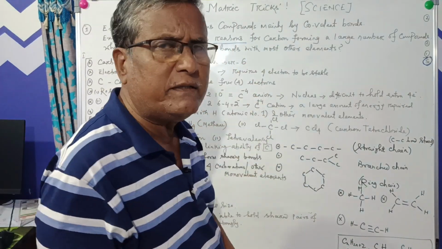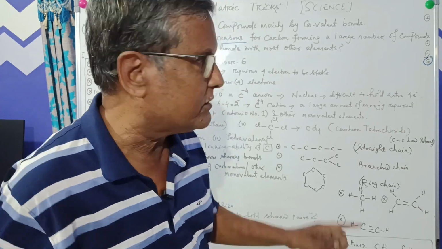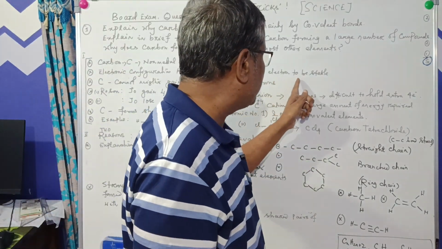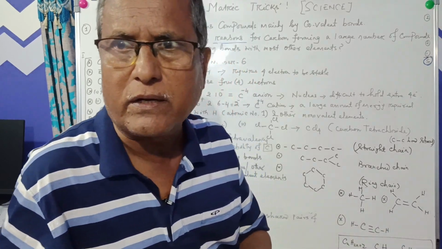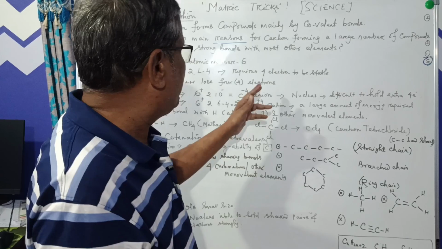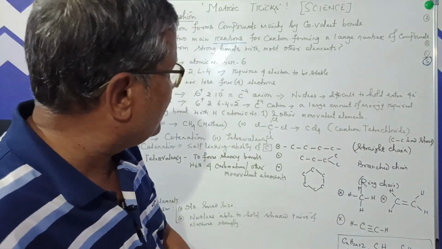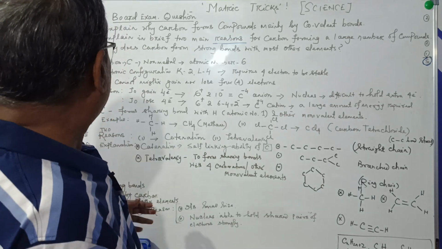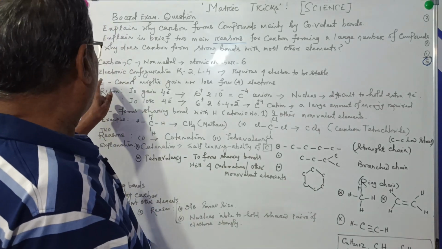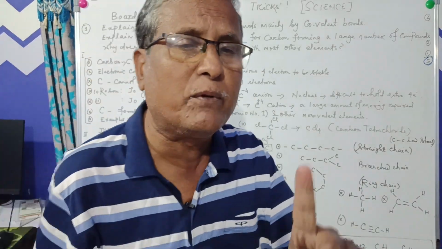So here is a question. How many electrons does it require to be stable? It requires 4 electrons to attain the configuration of a noble gas. So 4 electrons are required for carbon, and that is a Herculean task. So let's see point number 3. How can carbon get those 4 electrons?